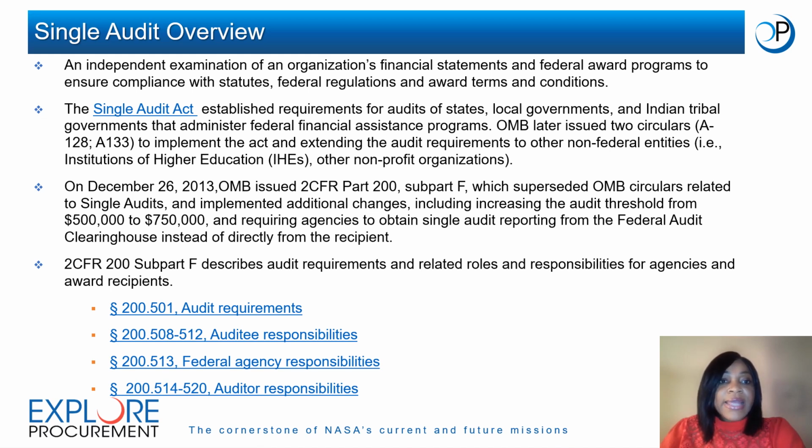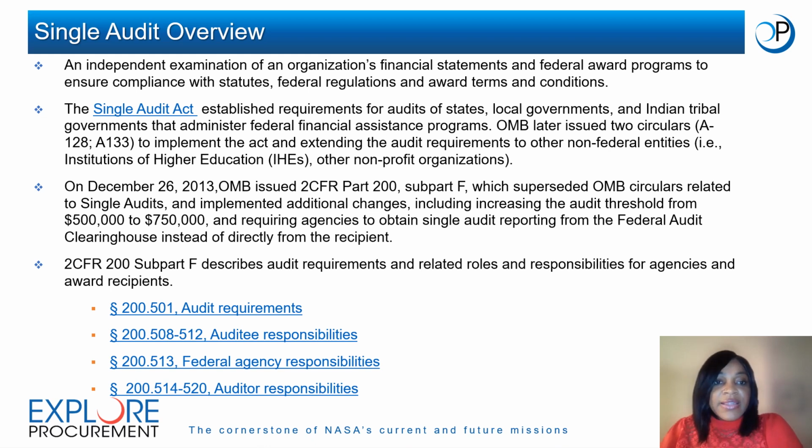The Single Audit Act is the legislation that established the foundation for single audits. It introduced requirements for audits of entities such as states, local governments, and Indian tribal governments that administer federal financial assistance programs. OMB issued circulars A128 and A133 to implement the Single Audit Act. These circulars extended the audit requirements to institutions of higher education and other nonprofit organizations.